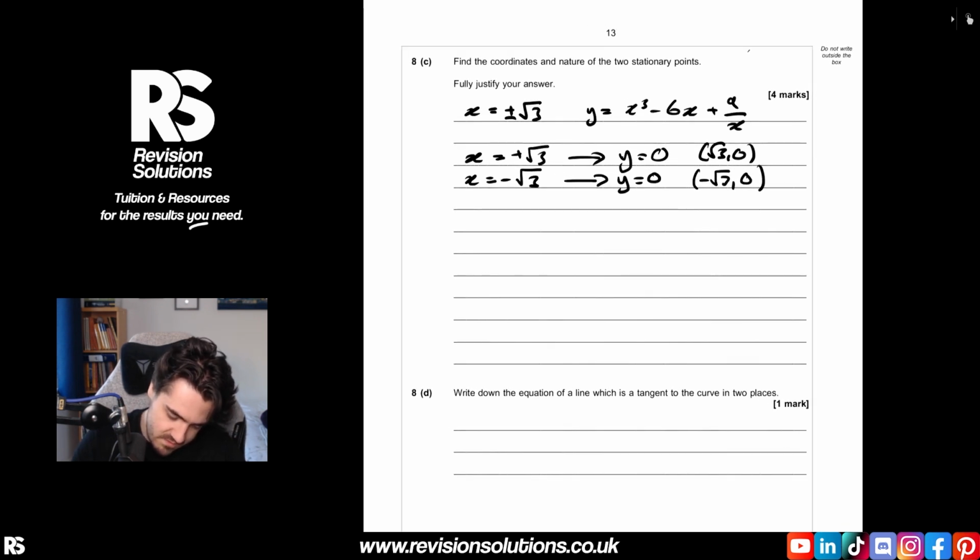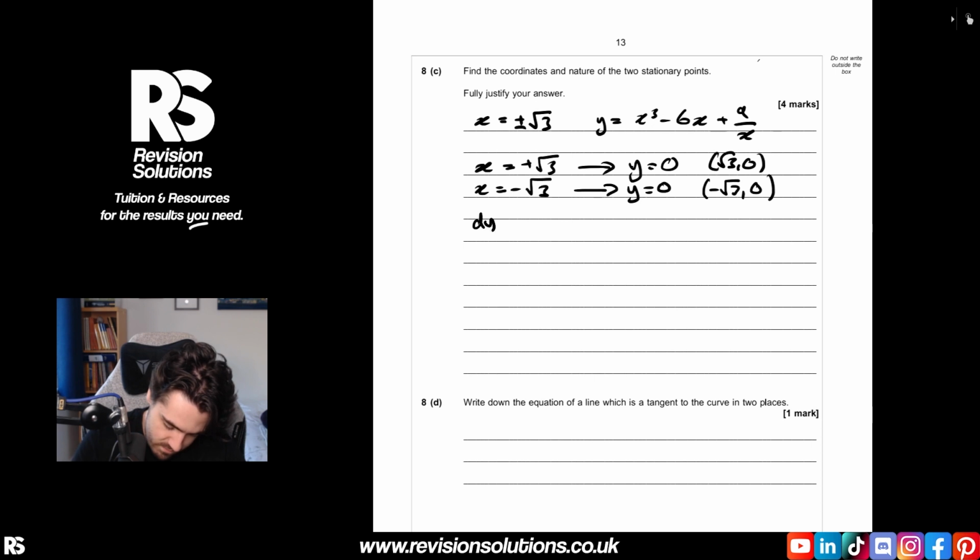Then to evaluate the nature of the stationary points, we need the second derivative. So our first derivative, if we remember, dy by dx was 3x squared minus 6 minus 9x to the minus 2. So our second derivative, d2y by dx squared, is going to be 6x plus 18x to the minus 3.